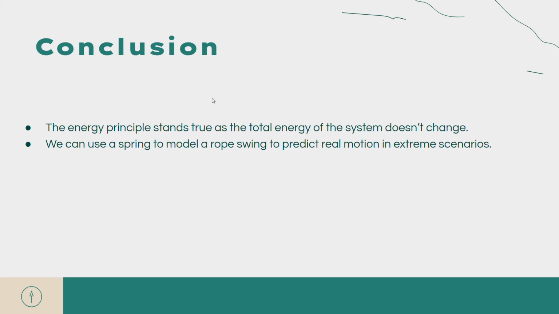So in conclusion, the energy principle stands true as the total energy of the system doesn't change. We can use a spring to model a rope swing to predict real motion and extreme scenarios like this.